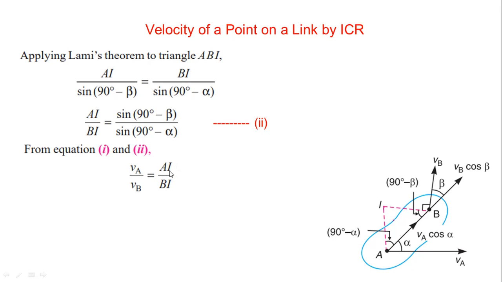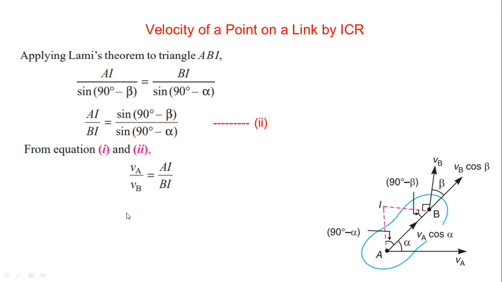What is AI? It is the distance from the ICR to the point A. What is BI? It is the distance from the ICR to the point B. Which is equivalent to what? VA by VB. What is VA? Velocity at point A. VB is nothing but velocity at point B. We know the magnitude of velocity at point A. We are able to find the locations of A and B on the basis of a graphical method.